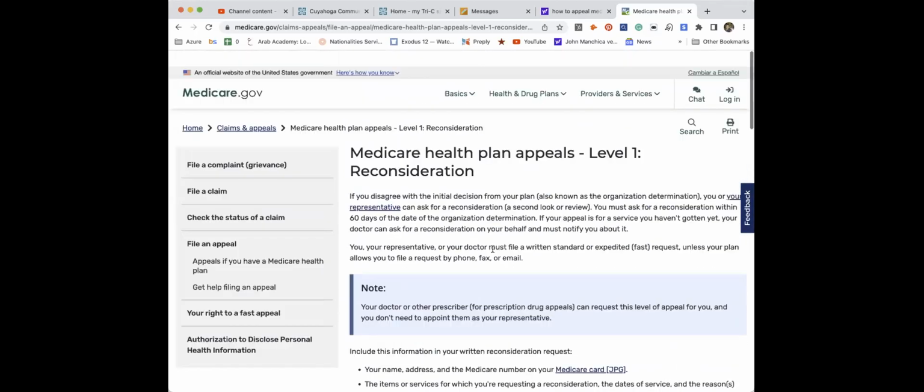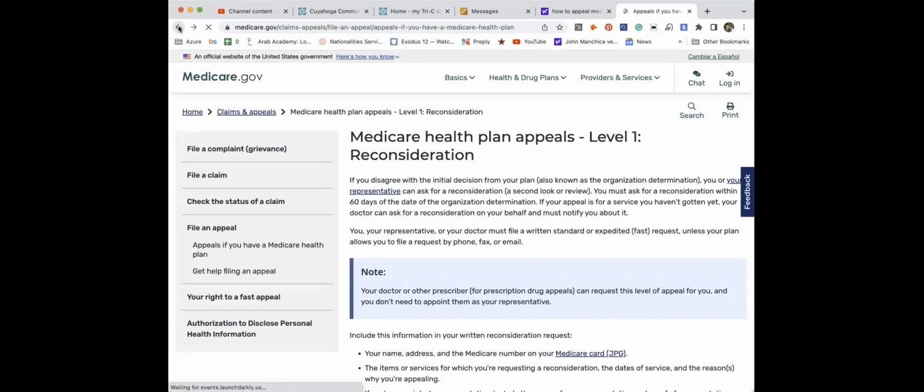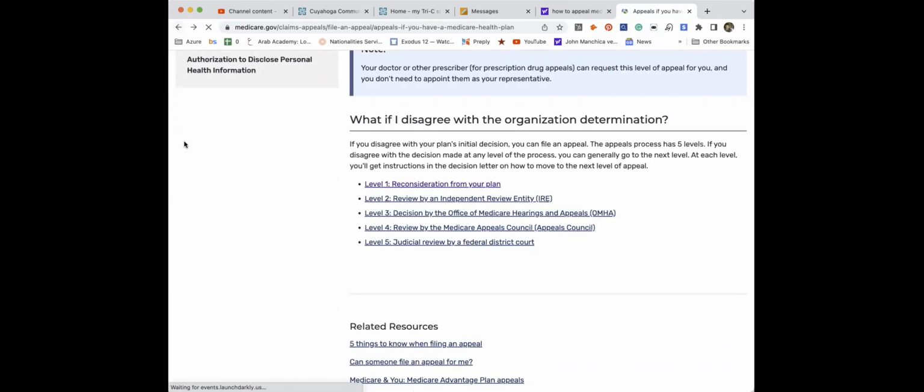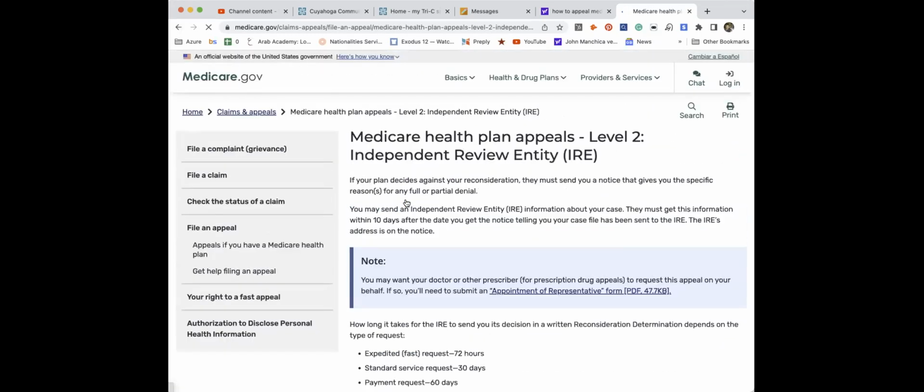So the first thing that you do is you start with your plan. That's level one. If it's denied again, then you can ask for a review by an independent review entity. Their name is Maximus, who does it. And it's kind of interesting because Medicare is paid by the government and Maximus has a contract from the government.